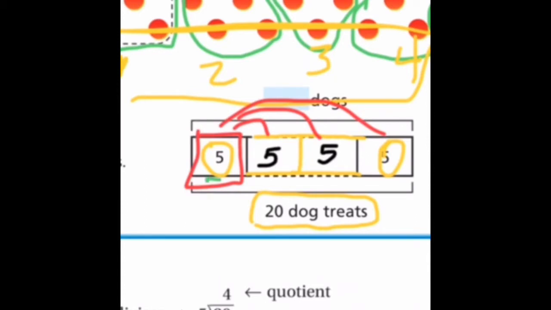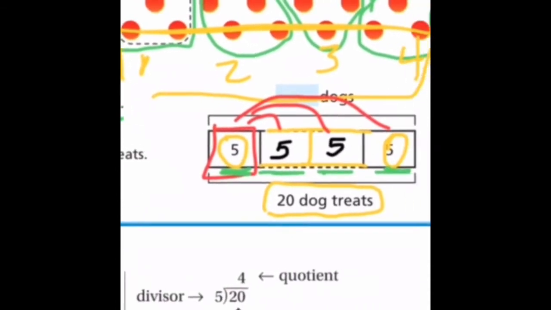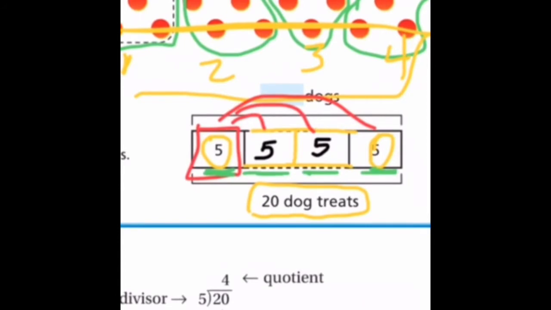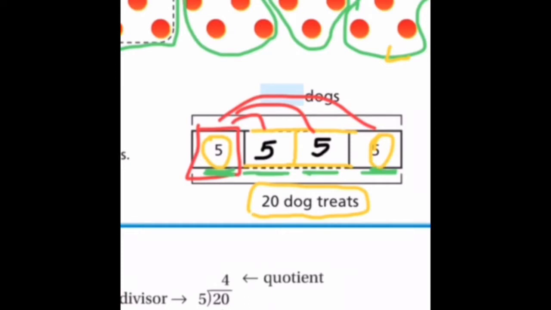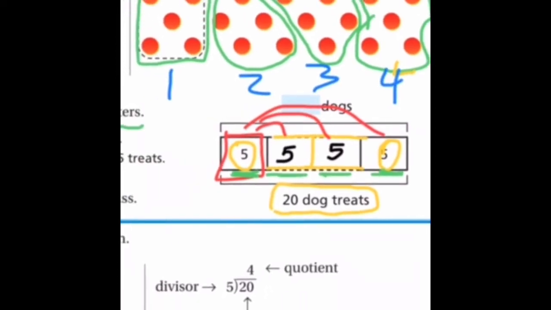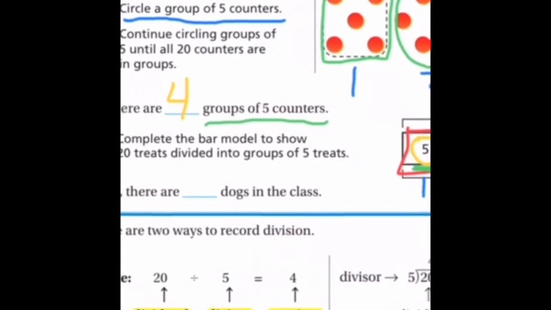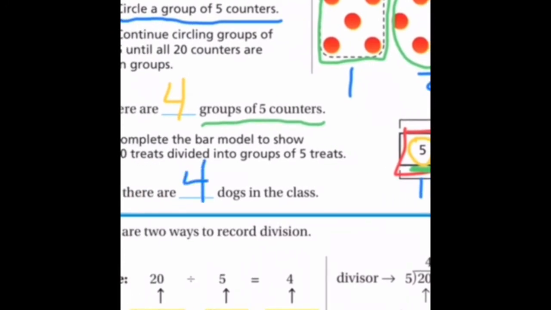So here we have 5, 10, 15, 20 dog treats. Right? Now how many dogs are there? Well, we already counted them up above. We had 1, 2, 3, 4 dogs. Same thing in our bar model. I'll erase some of this. We have 1, 2, 3, 4 different sections, right? So there are 4 dogs in the class.